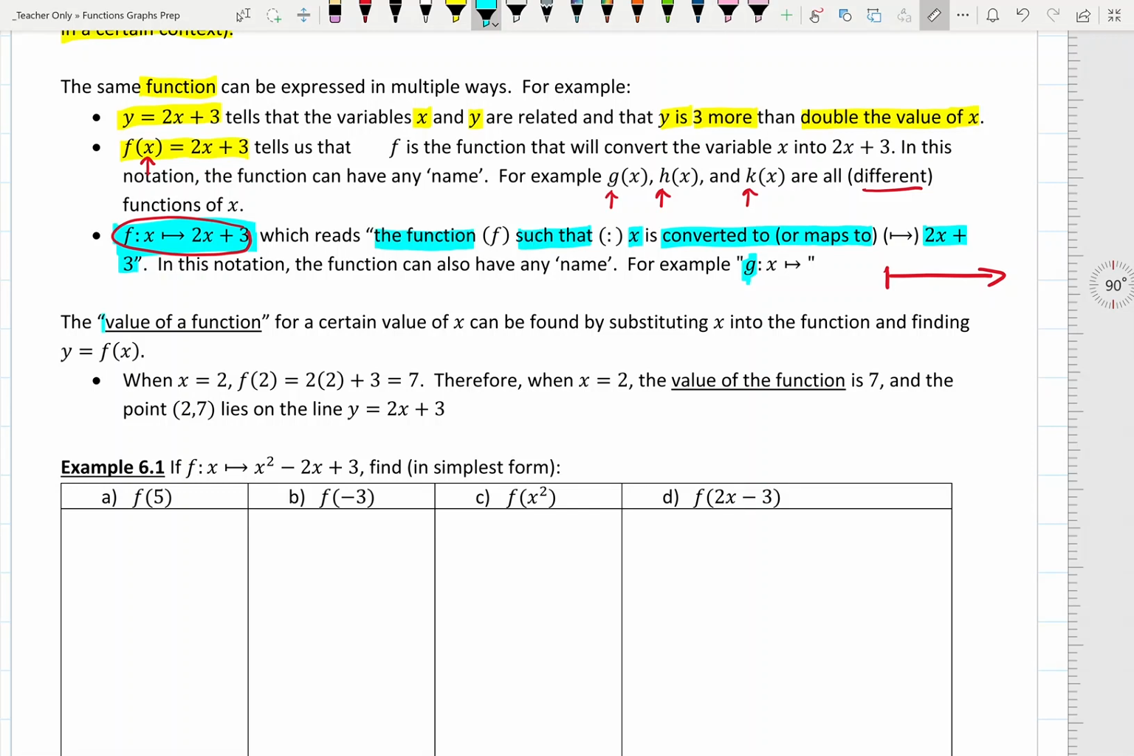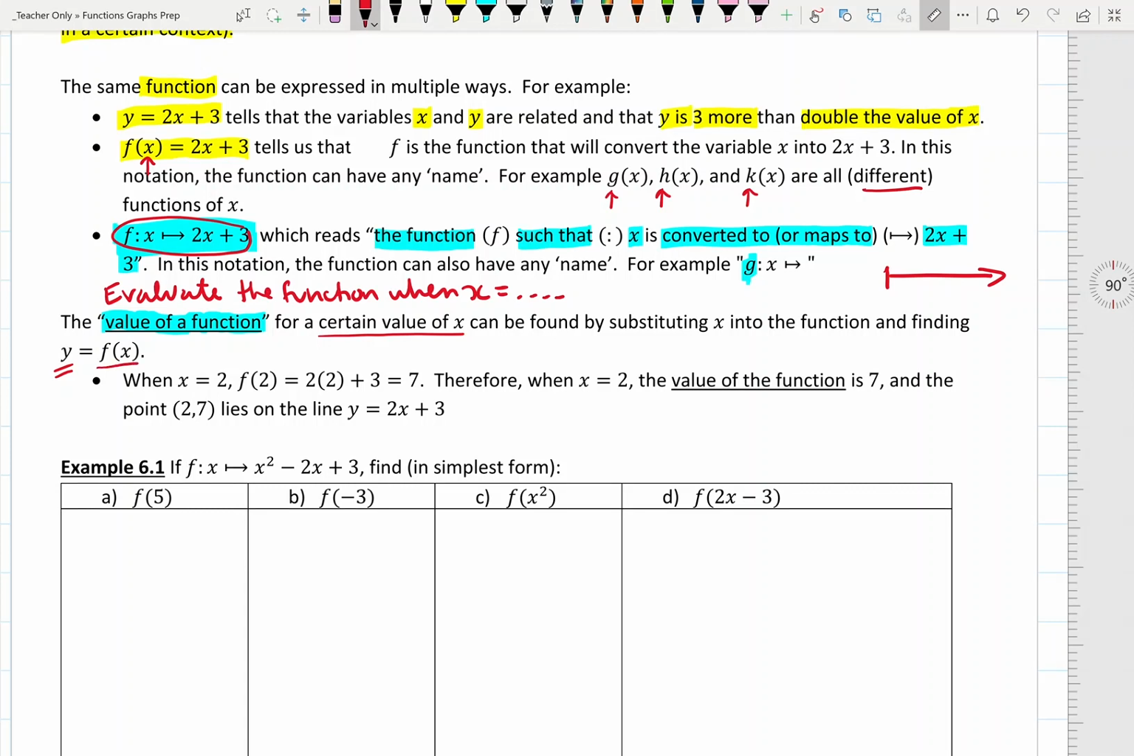Another term that we need to be familiar with is this idea of the value of a function. Sometimes it will be written as evaluate the function when x equals a certain number. So for a particular value of x, we substitute x into the function and find the value of y, which is equal to the function when x is a certain value.